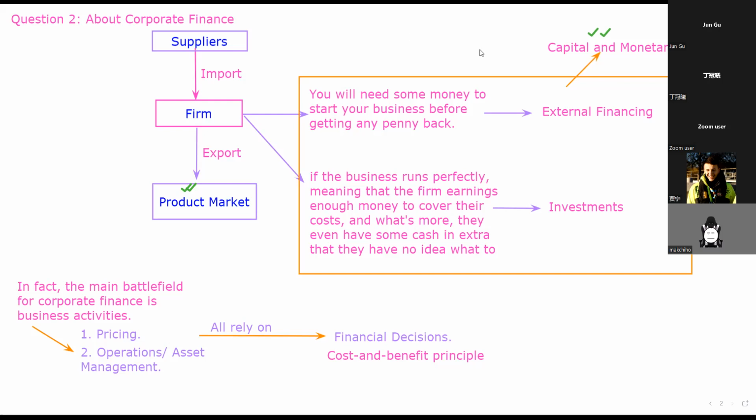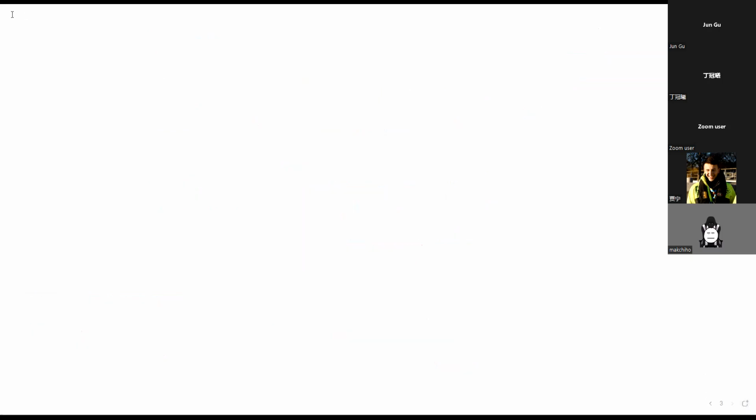So, before the end of today, let's go to question 3. Question 3. What are the fundamental questions in corporate finance?